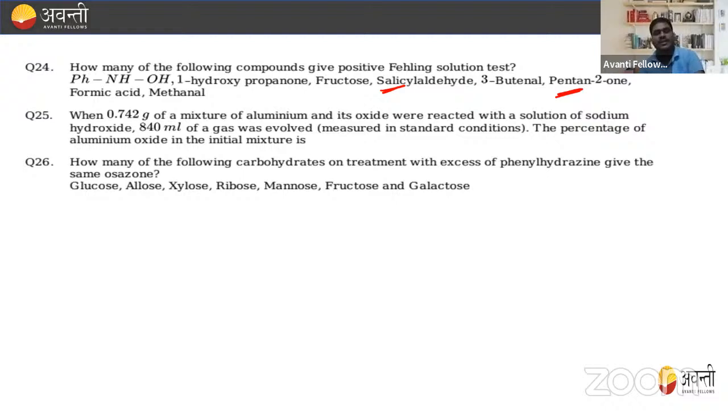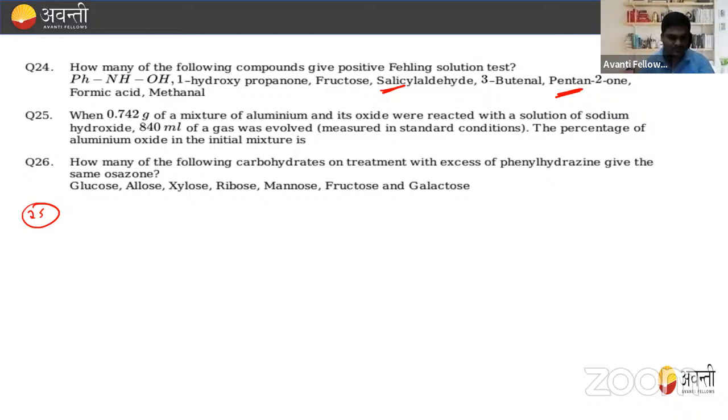In question number 25, they are asking about when 0.742 gram of a mixture of aluminum and its oxide was reacted with a solution of sodium hydroxide, 840 ml of a gas was evolved, measured at standard conditions. What is the percentage of aluminum oxide in the initial mixture? So you have to calculate the percentage of the aluminum oxide. Let's see how you will calculate this.